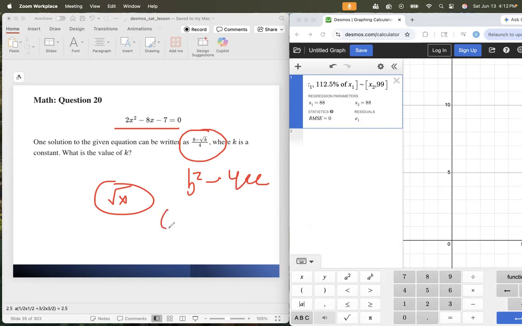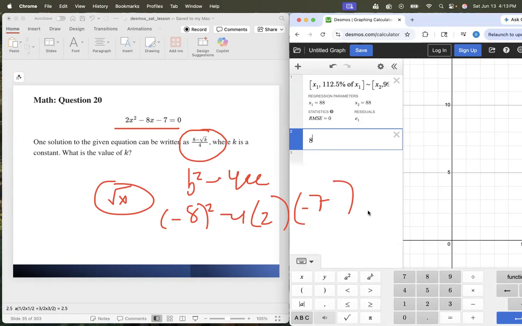Therefore, I have minus 8 squared minus 4, a is 2, minus 7. So this is going to be 8 squared, and this is going to be plus 4 times 2 times 7. And this gives you 120. So the answer choice is 120, straightforward. But remember, this is the actual way to do it.